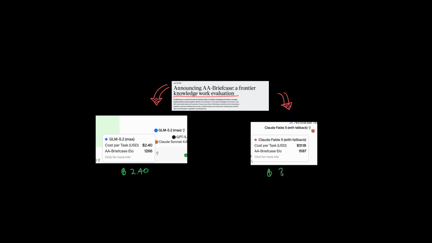On the AA Briefcase benchmark, which simulates multi-week knowledge work across thousands of corporate documents, the average cost per task came out to $2.40 for GLM, Opus was $10.40, Fable 5 was $31. So you're getting performance that's close to Opus at roughly a quarter of the cost.